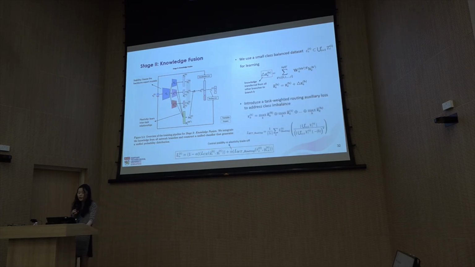And in order to address class imbalance, we introduce a task-weighted routing loss to prioritize the classification of novel classes into the correct branch. And recent classes will be given a larger weight within the novel classes to prioritize their performance. So the total loss will consider classification and routing losses. And alpha can be used as a hyperparameter to control the stability and plasticity trade-off.